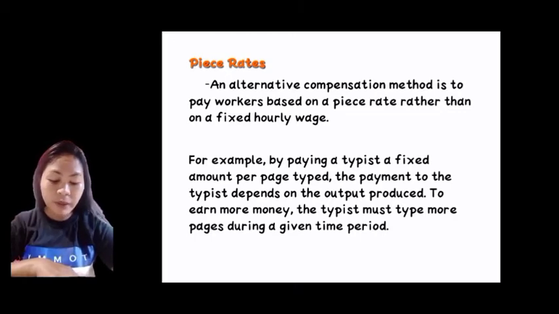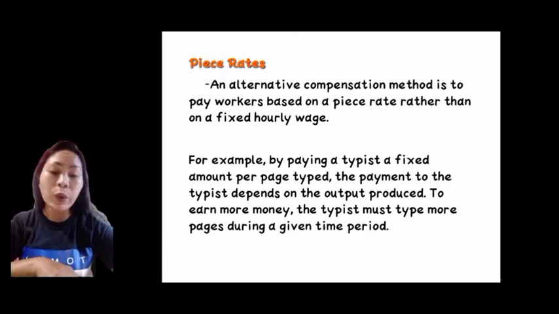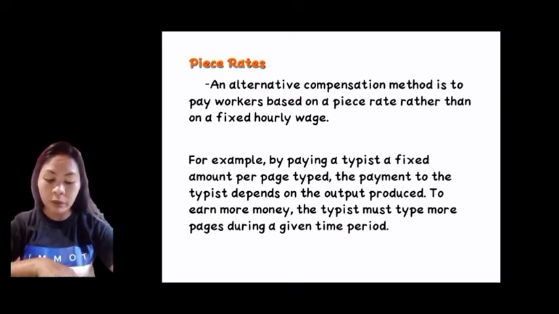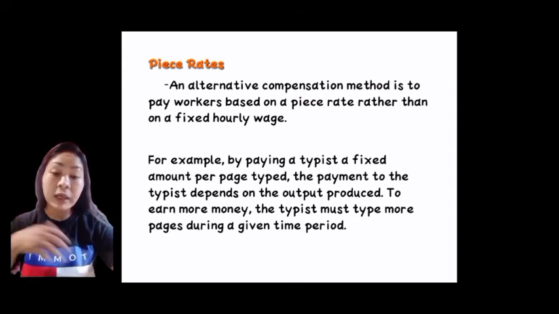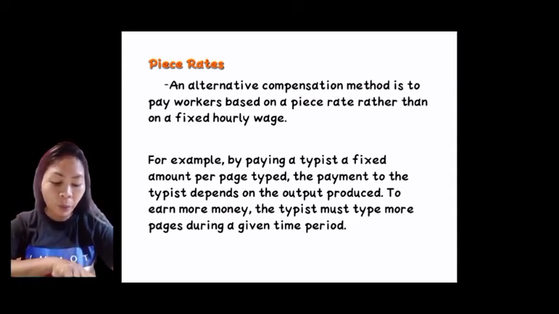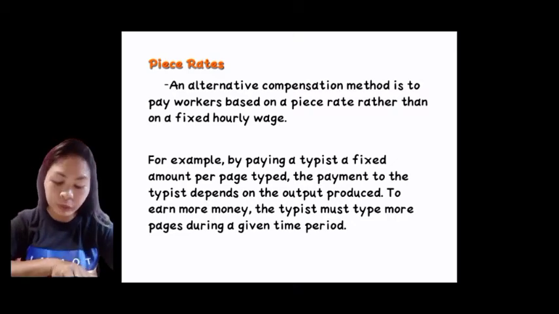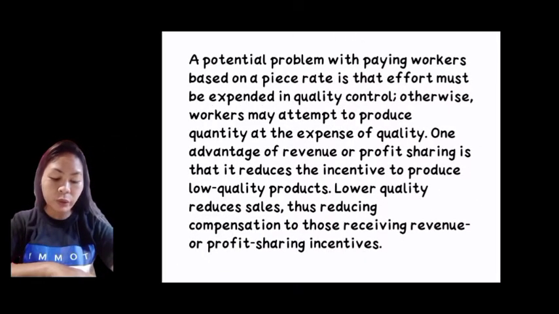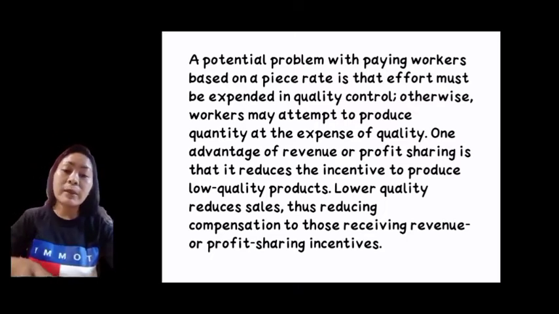An alternative compensation method is to pay workers based on a piece rate rather than on a fixed hourly wage. For example, by paying a fixed amount per page typed, the payment to the typist depends on the output produced. To earn more money, the typists must type more pages during a given time period. One advantage of revenue or profit sharing is that it reduces the incentive to produce low quality products.